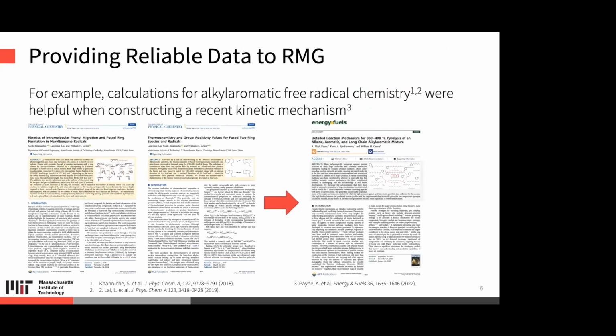Just as one example, these two papers on the left did some really good quantum chemistry calculations. After the results of those calculations were integrated into RMG database, we had some very reliable values for the species thermochemistry, as well as the rate coefficients for some phenyl migration reactions. And those values ended up being very helpful when constructing this pretty large kinetic mechanism about pyrolysis. So feel free to check out those papers for additional detail.